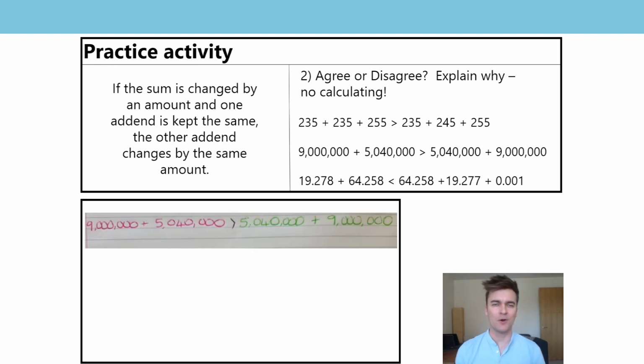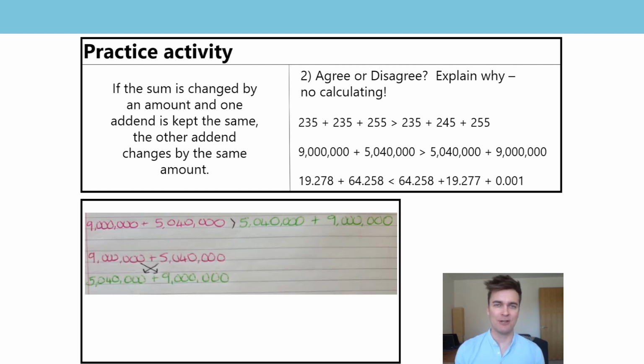Okay, the next part of number 2. Again, did you do any calculating, or did you follow the instruction and try not to? I used some colour again. I reordered each side of the inequality symbol. When I did, it helped me to see that actually, look at my arrows. On each side of the inequality symbol, there are the same numbers. 9 million is on each side, and so is 5,040,000. So right now I've got an inequality symbol. The left-hand side is greater than the right-hand side.